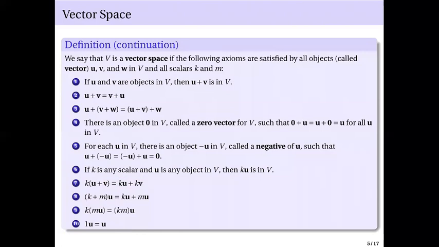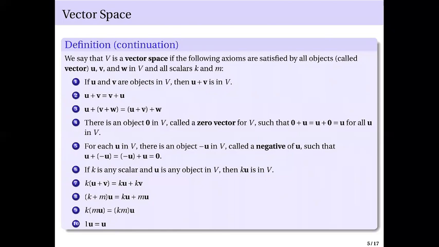Same explanation as in number 8. You have your Ku and Mu. Ku and Mu are objects in V. So if you add them, you are adding two objects in V. So you must be using the addition in the set V.